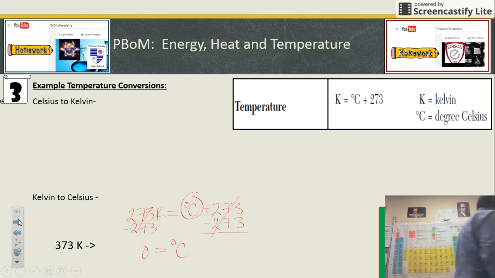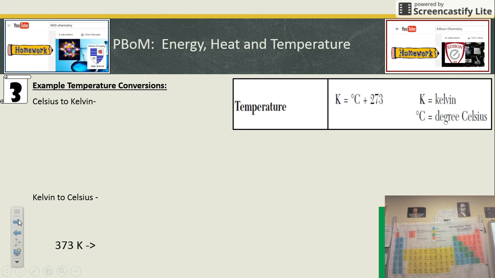Let's get 373. So 373 Kelvin. I'm going to convert that to Celsius. 373 Kelvin equals degrees Celsius plus 273. So I take 273 away from each side. 373 minus 273 is 100, and I'm left with 100 Kelvin equals the degrees Celsius. Well, Kelvin drops out. So degrees Celsius equals 100.